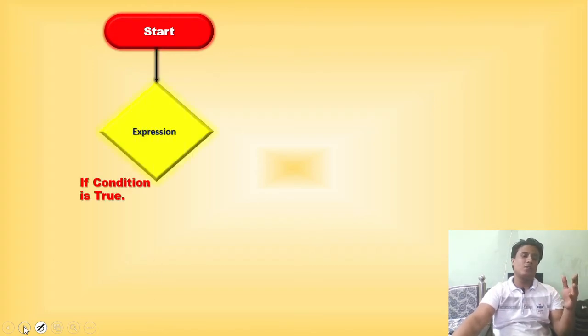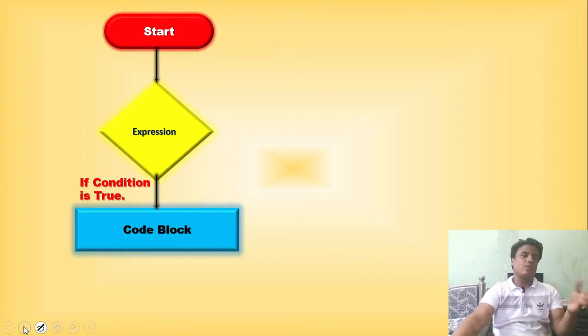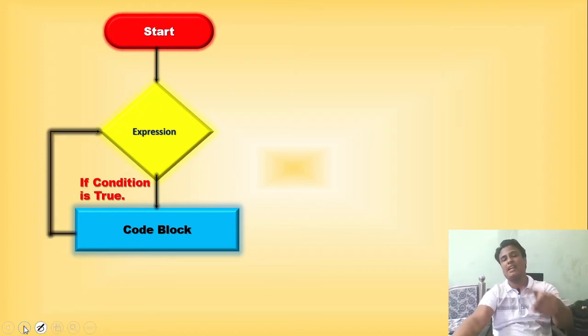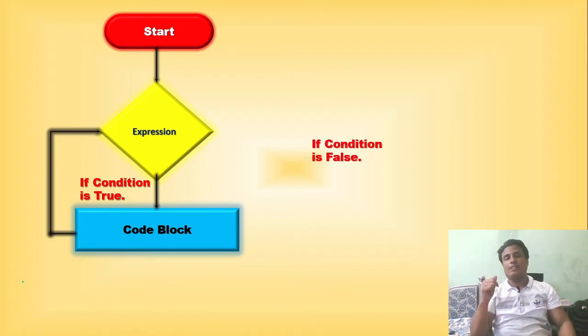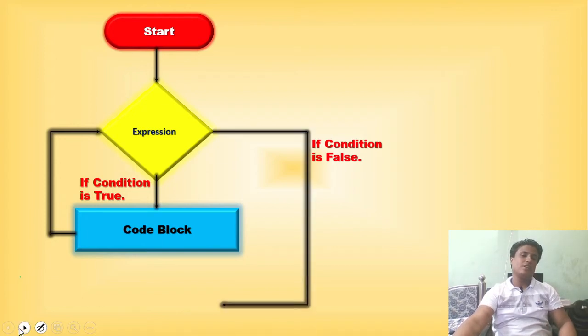So in a while loop, we first check the condition. If it happens to be true, then we execute the code block, then we again come to the expression part to check the expression. If it is true, then again execute the code block. In some case, after executing the code block, if the expression happens to be false, then we just terminate the block.